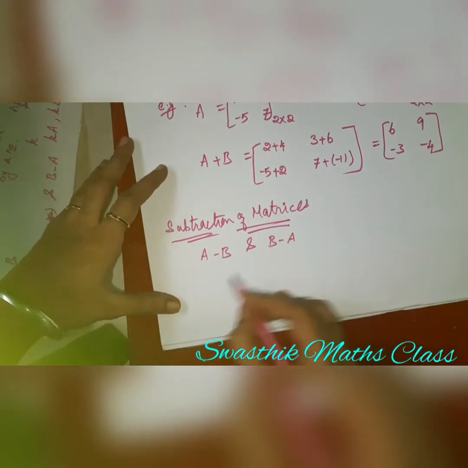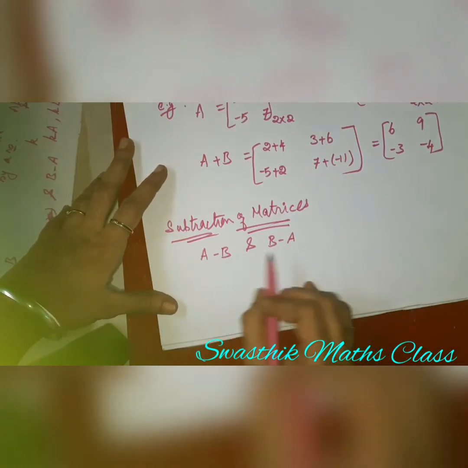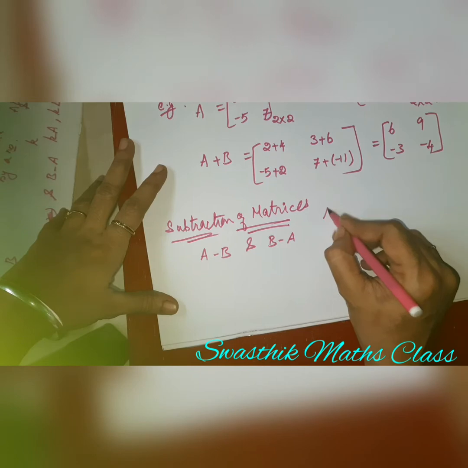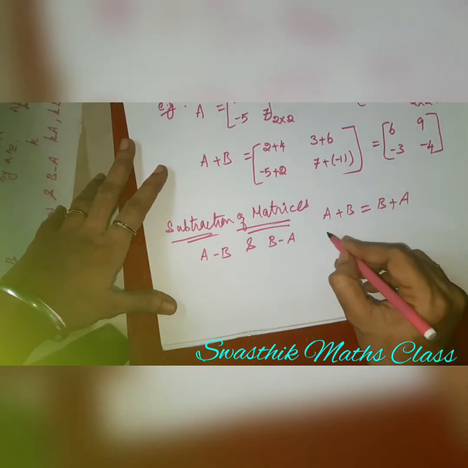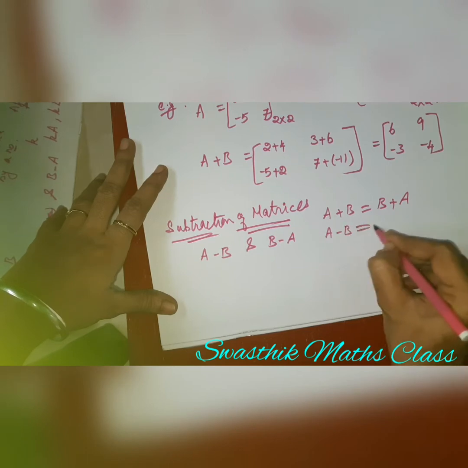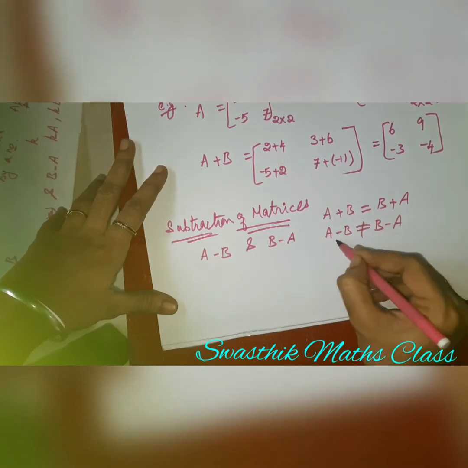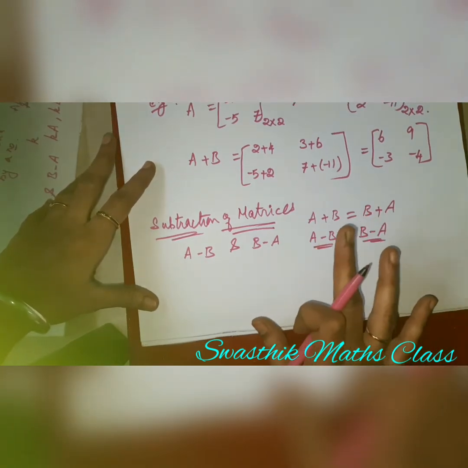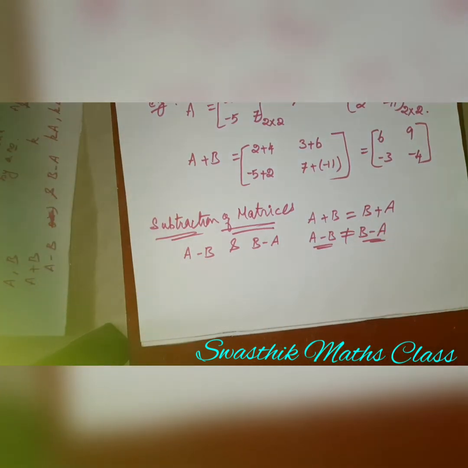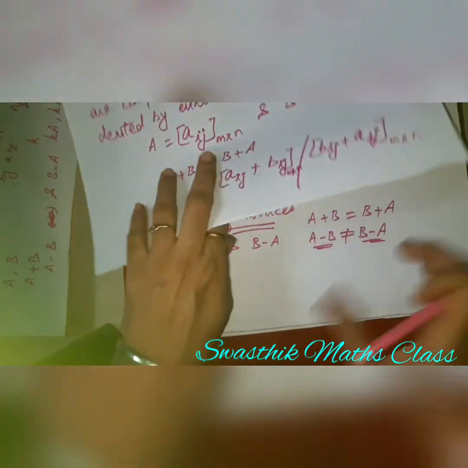So here we will get two different matrices. Both will not be the same. According to addition, we know that A plus B equals B plus A. But according to subtraction, A minus B is not equal to B minus A. So A minus B is a matrix, B minus A is another matrix. Both will not be the same in general. So let's see now how to find that.